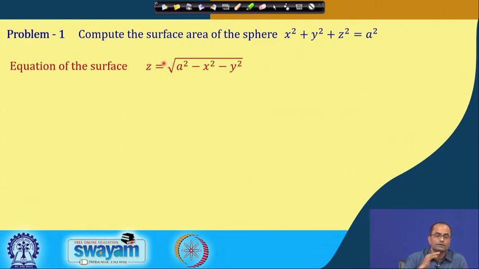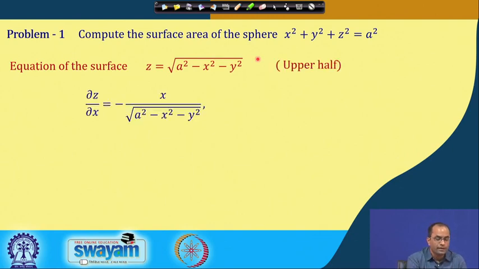For the upper half, we will take z is equal to the square root of a square minus x square minus y square. And now we need to compute, because in the formula we need the partial derivative of z with respect to x and also the partial derivative of z with respect to y.